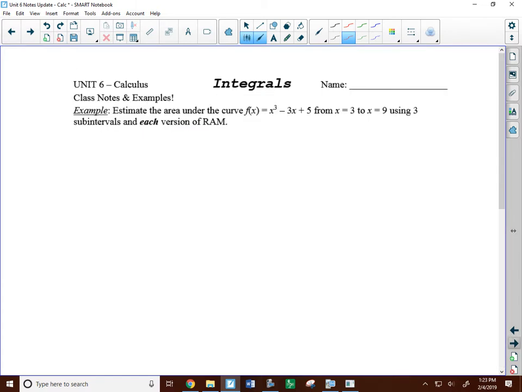Okay, let's do one. So this is going to be x cubed minus 3x plus 5. Estimate the area of the curve using each version of RAM, and we're going from 3 to 9. Now, let me give you a brief sketch. X cubed, that's plus 5.